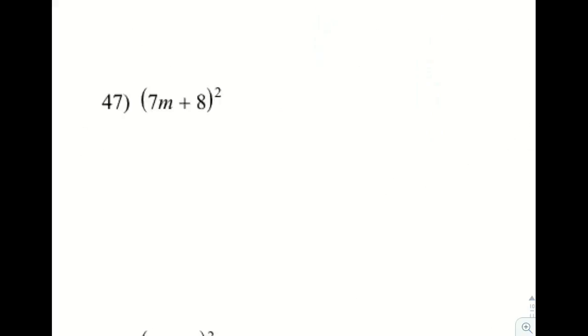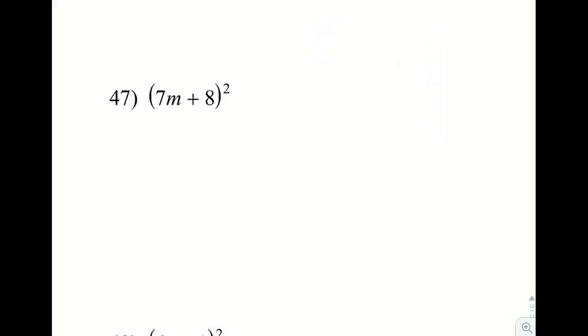Move on down here, and we're going to do one last example. We have 7m plus 8 all squared. Again, your temptation might be to square everything inside, and that is not going to work because of that addition sign. You cannot distribute a power across an addition or subtraction sign.